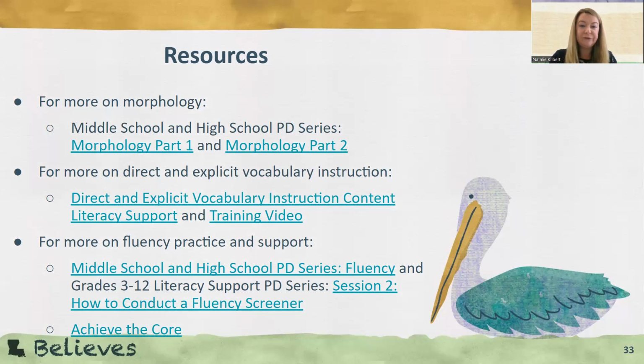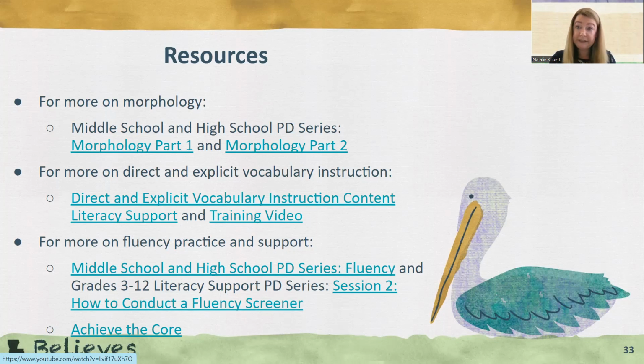I did a middle school and high school PD series, and then I have those both linked right here. Morphology Part 1 really focuses more on what morphology is and where it would fit in your lesson. Morphology Part 2 has lots of different activities besides just the word matrices that you can view if you're looking for more of that. For more information on the direct and explicit vocabulary instruction, I have the actual support that I showed you, but I also did a training video that walks you through a model and exactly how to do it. And you can refer back to that and watch it as many times as you want.